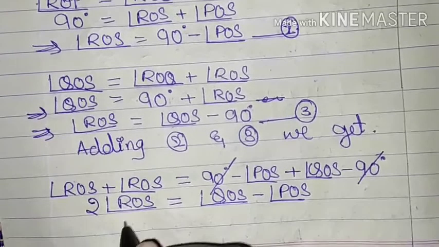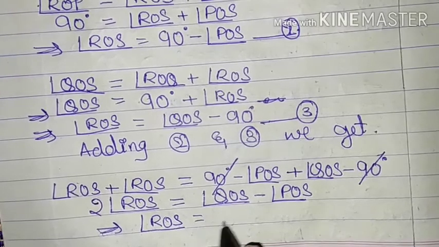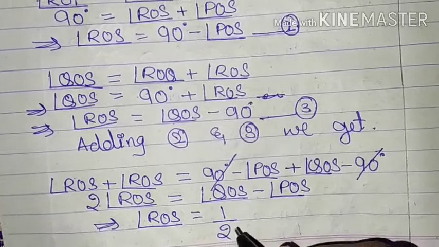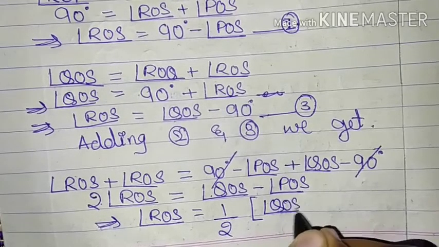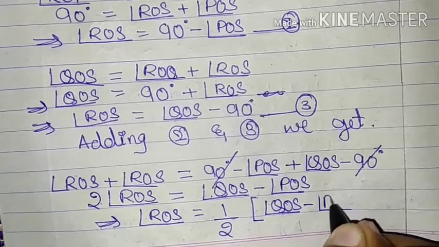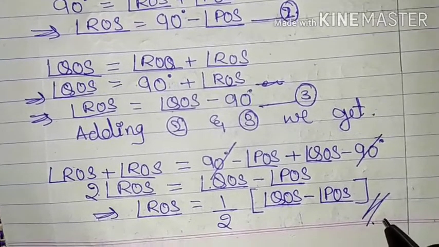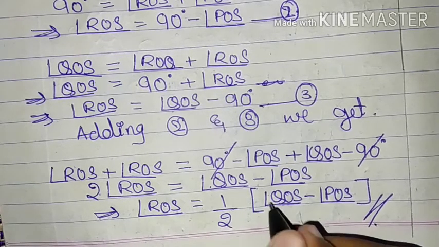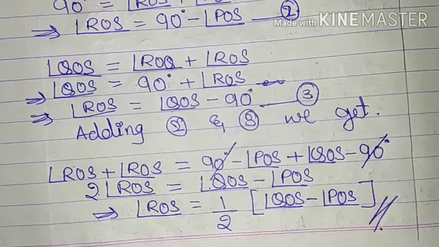POS. So this implies angle ROS is equal to half of, transposing 2 to the other side, we get 1 by 2, half of angle QOS minus angle POS. This was our required result, that is angle ROS is equal to half of angle QOS minus angle POS.